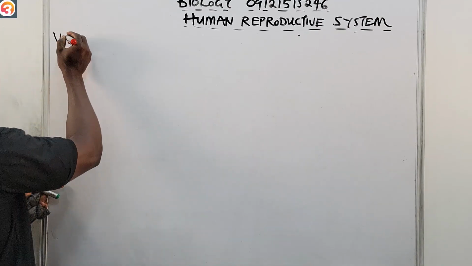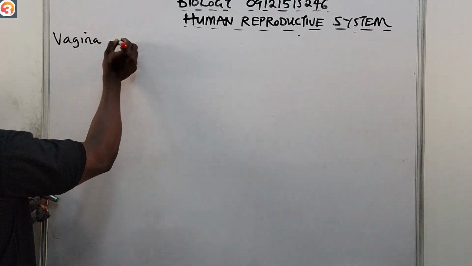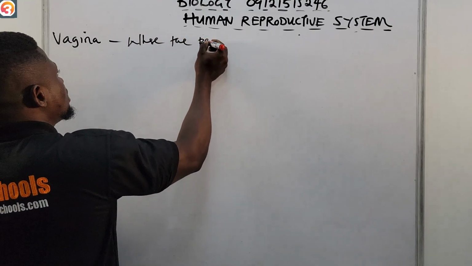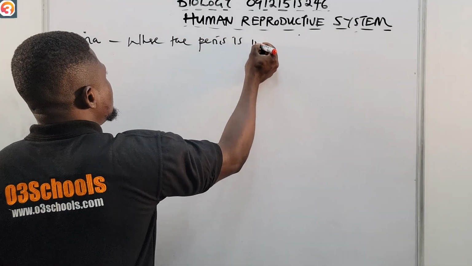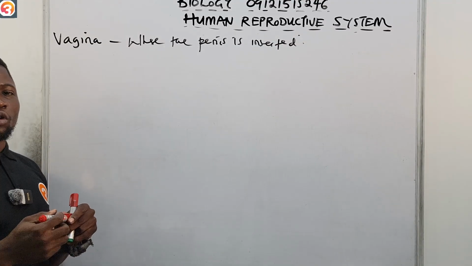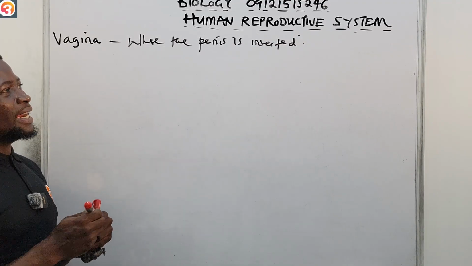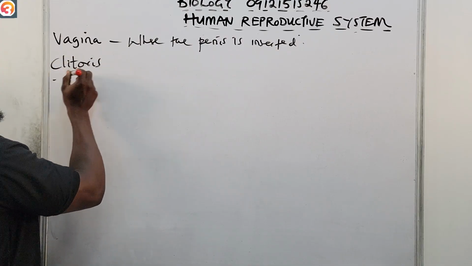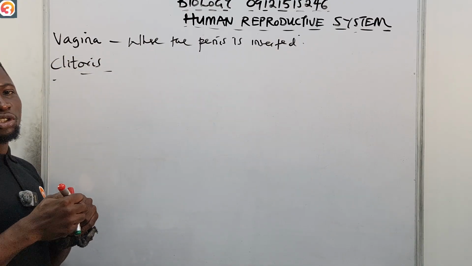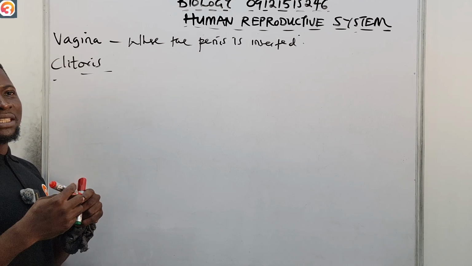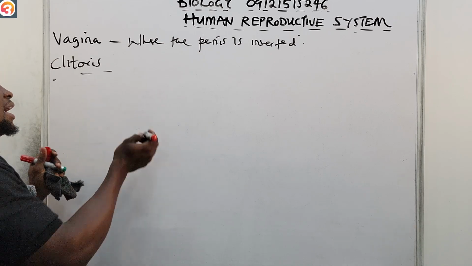So now we have the vagina, and the vagina is where the penis is inserted for the introduction of the sperm. Then let us now talk about the clitoris. This clitoris is a sensitive structure at the entrance of the vagina. It is stimulated during sexual intercourse.